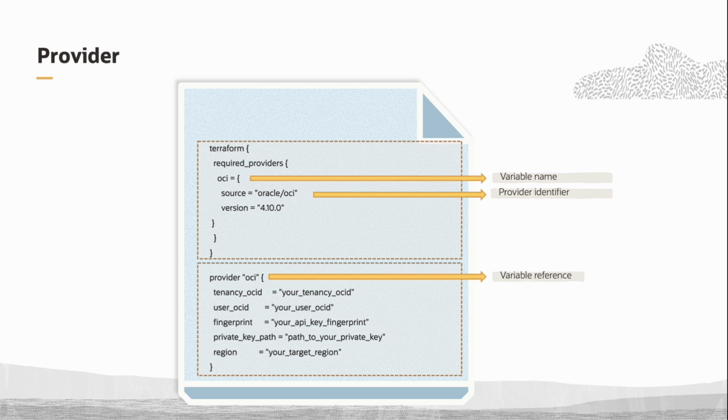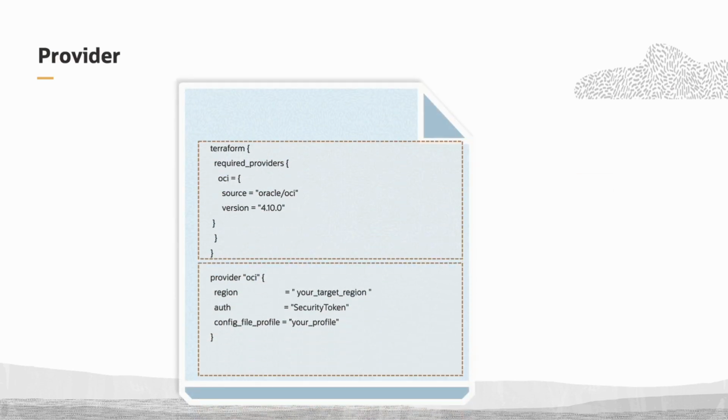You can use these values directly or reference values in a terraform.tfvars file, for example. These values are used to authenticate and configure the provider, ensuring Terraform can manage resources in the specified environment. Here is another example of a provider configuration on OCI.